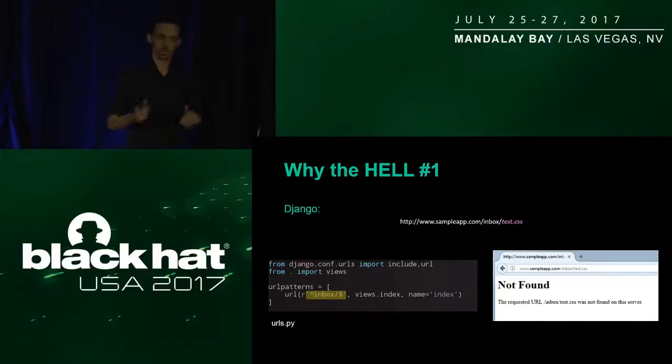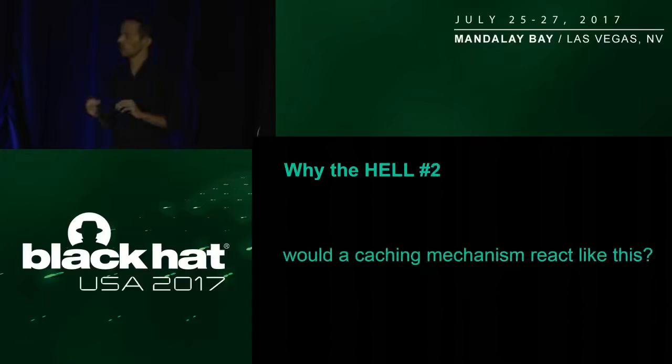Okay, and let's move on to the second why-the-hell question. Why the hell would a caching mechanism act like this? Why would a caching mechanism first identify the type of file that it just receives according to the end of the URL, and second, why would it override or disregard the caching headers that arrive with the file from the web server? So let's have a look at two examples.